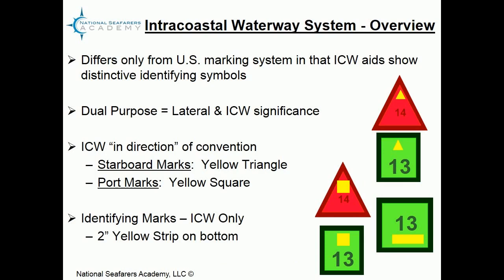The intracoastal waterway system differs from the U.S. marking system, in that ICW aids show distinctive identifying symbols. ICW starboard marks are yellow triangles and indicate that the aid should be kept on the right side. ICW port marks are yellow squares and indicate that the aid should be kept on the left side. A 2-inch yellow strip on bottom indicates the navigation aid has only ICW significance. A dual-purpose navigation aid has lateral and ICW significance.